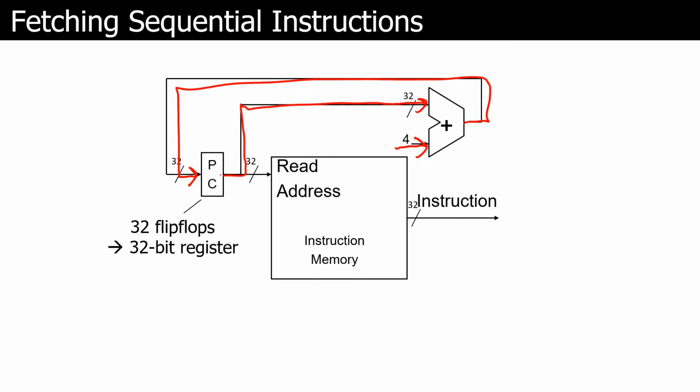Furthermore, you can see that once you get a value out of the PC, that's going to be the address of the instruction that you're going to read. So we send it into the instruction memory box, and it'll then read that instruction and send it out into the rest of the CPU to do some useful work.